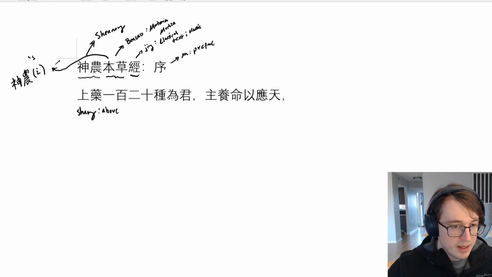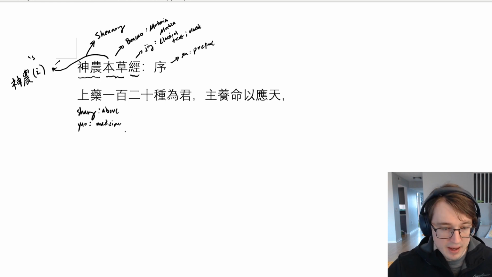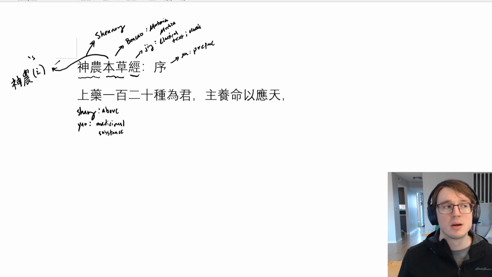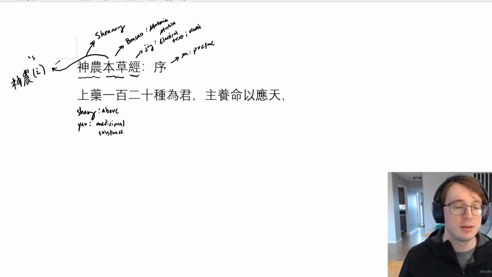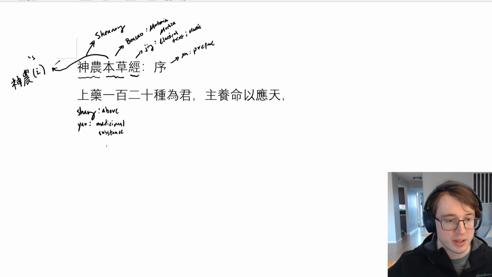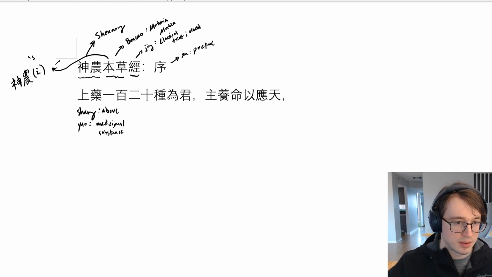Okay. Then right here, the second character, yao. That actually is medicine. Now, in the case of this text, I think it might be better to consider it as medicinal substance, because we have a variety of different components that some of them act by themselves, but others of them are going to be combined together into the actual medicine.